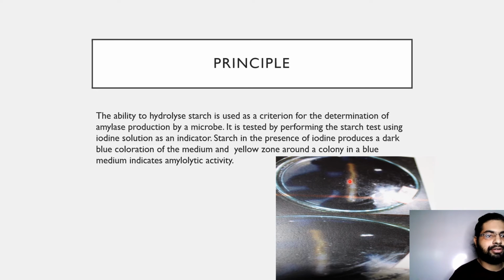The ability to hydrolyze starch is used as a criterion for the determination of amylase production by a microbe. It is tested by performing the starch test using iodine solution as an indicator. So we will use iodine solution with the medium as an indicator. Starch in the presence of iodine produces a dark blue coloration, and after the microbe is inoculated, if it is a positive test, a yellow zone around the colony in a blue medium indicates amylolytic activity.